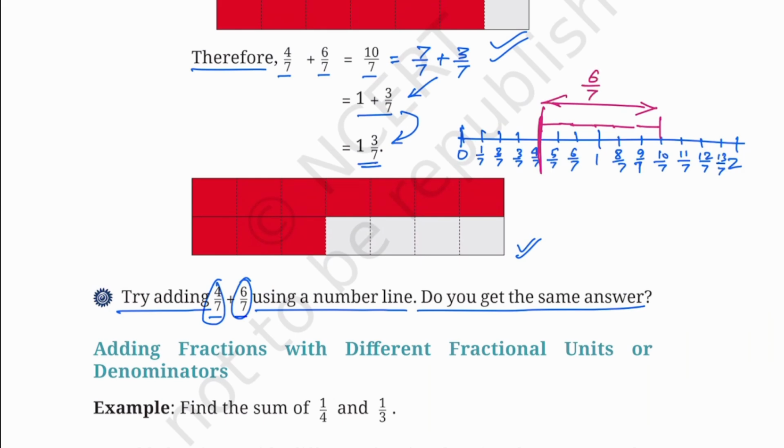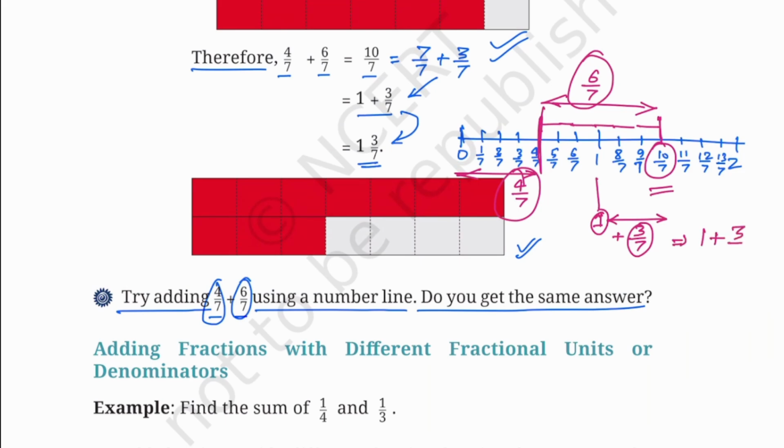So 4 upon 7 plus 6 upon 7 will give you 10 upon 7. That is 3 upon 7 more than 1, or can be written as 1 plus 3 upon 7 or 1 whole 3 upon 7, like this.